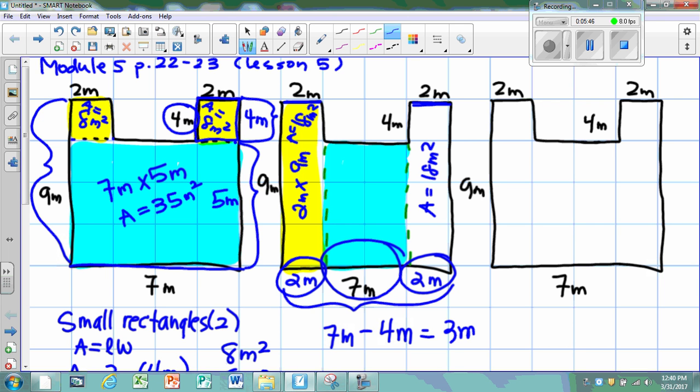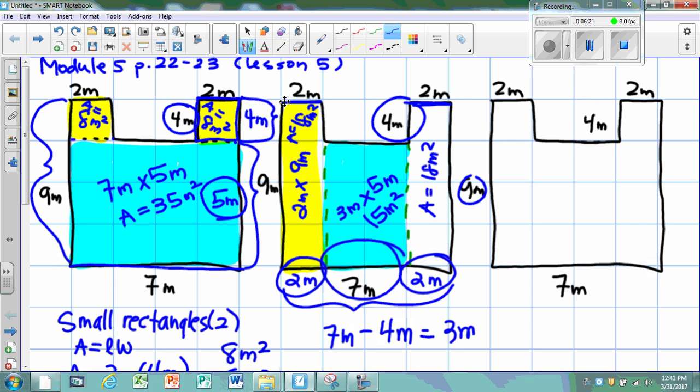So that means that this is 3 meters by, and if we remember what we did over here on the other one to get our 5 meters, subtracting the 4 meters from our 9 meters, then this is 3 meters by 5 meters, okay? And we would add up all of these values, the 18 meters squared plus 18 meters squared plus 15 meters squared, and that added up all together would also equal 51 meters squared.